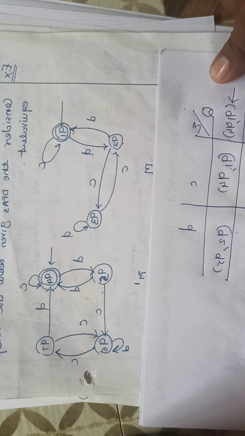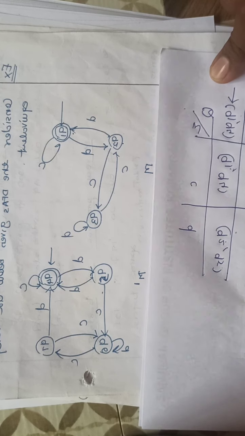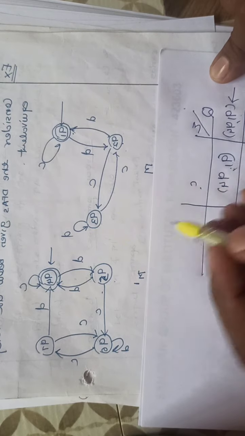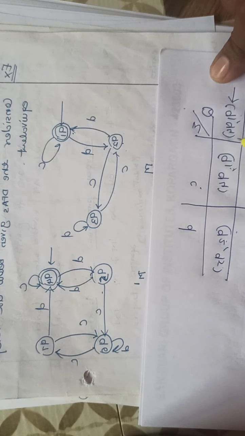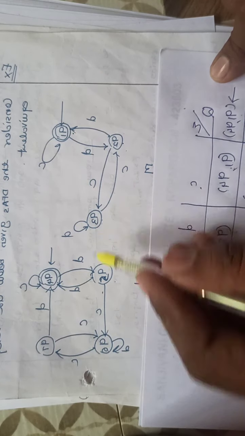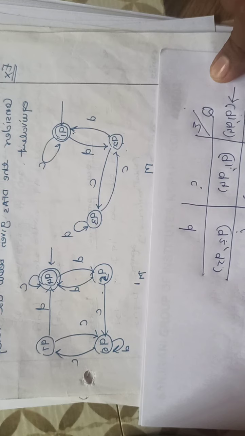But here Q1 and Q4 are the old state and Q2 and Q5 are the new state. So we are going to consider transition from that too. Q2 after receiving C will be in Q3, and Q5 after receiving C is in Q6. Here you can observe Q3 and Q6 both are non-final states.